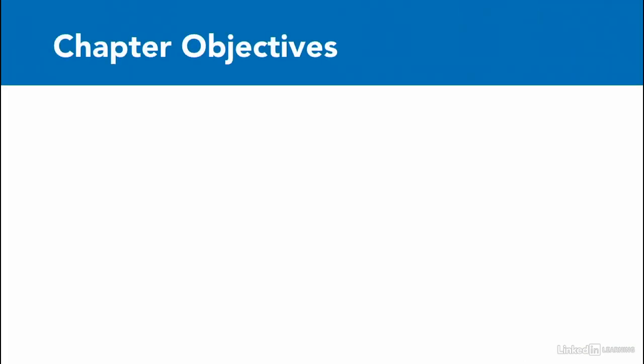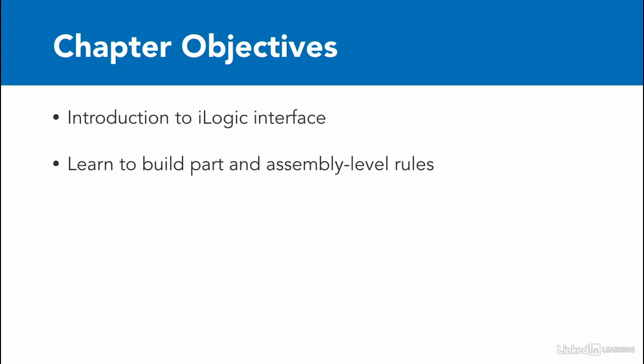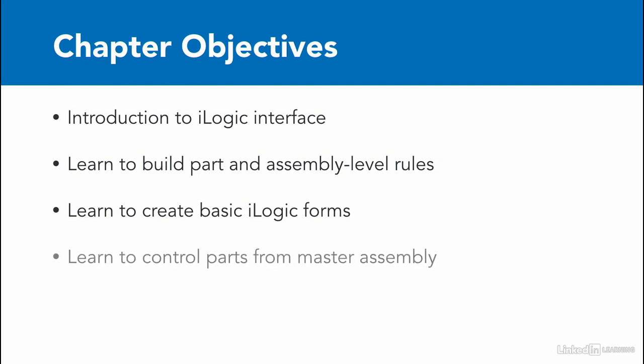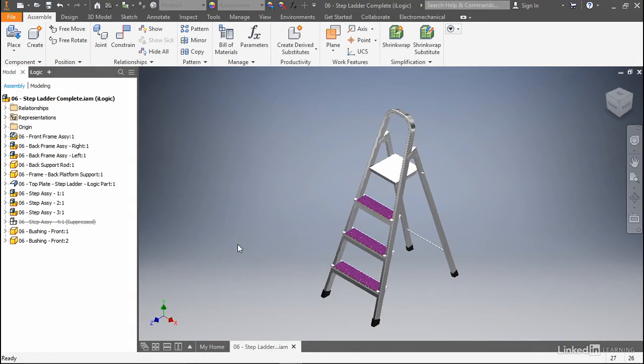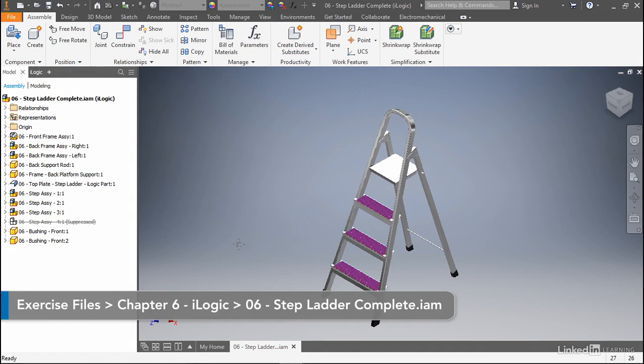Now, by the end of this chapter, you'll have an introduction to the iLogic interface. You'll learn to build part and assembly level rules. You'll learn how to create basic iLogic forms, and you'll be able to control parts from the master assembly itself. And then we're going to take just a very small introductory look at generative design so we can understand how that works.